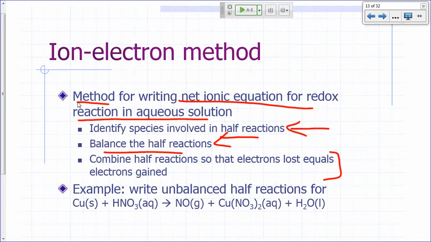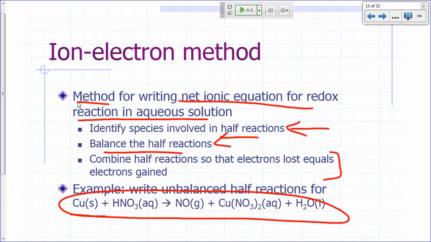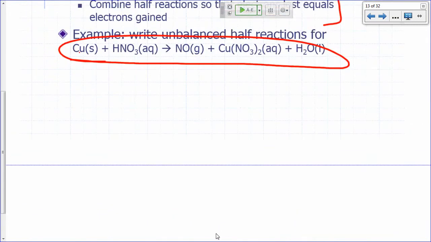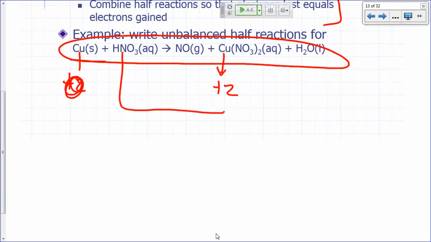So let's take a look at this unbalanced redox reaction. We looked at this last time, so we're going to try to balance it this time using the ion-electron method. What would be your unbalanced half reaction for this? What did we say the oxidation numbers were? Your copper went from 0 to +2, right? And your nitrogen went from +5 to +2, right? So what are our half reactions?